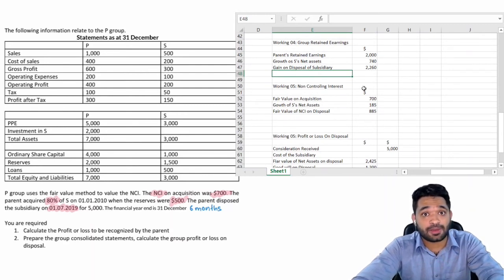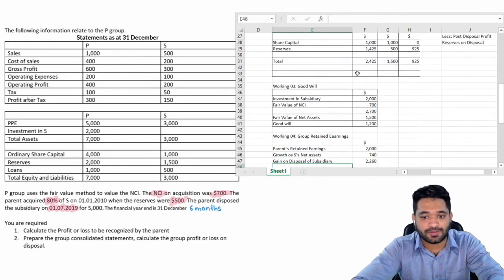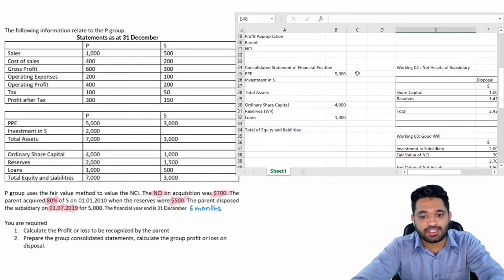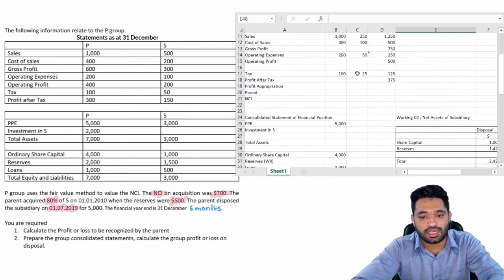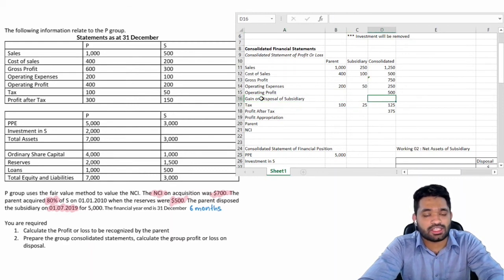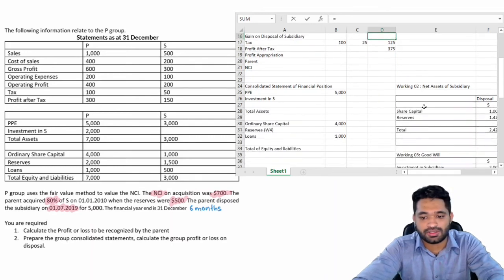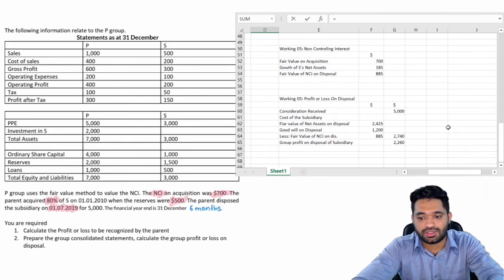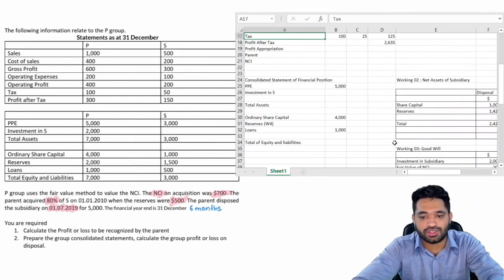Now we are preparing the statement of profit or loss as well. So in our statement of profit or loss, just after operating profit, we can show the gain on disposal of subsidiary. So the gain on disposal of subsidiary was 2,260.